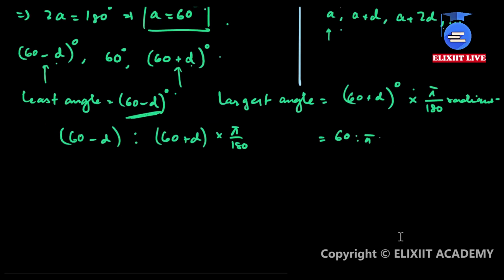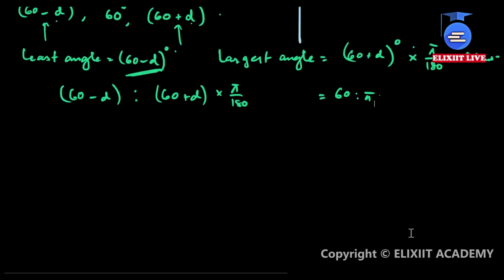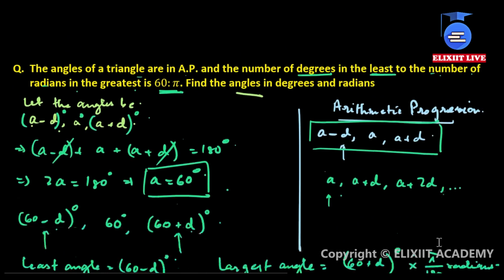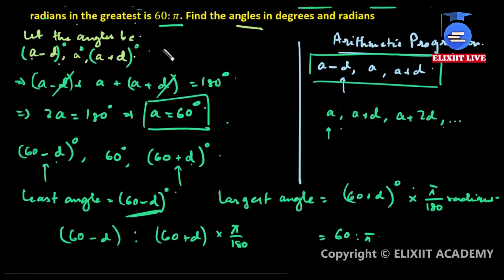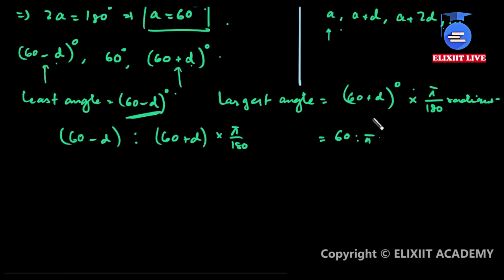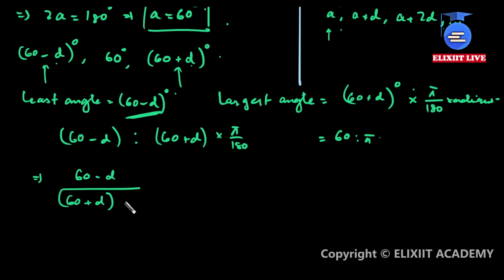What we are doing actually is 60 minus d is to 60 plus d times pi by 180. Those who have done this are fine; those who haven't, is the language clear to all? This is given to be 60 is to pi in the question. So now this is just the ratio. Simply solve this from the ratio. 60 minus d divided by 60 plus d times pi by 180 is equal to 60 by pi.